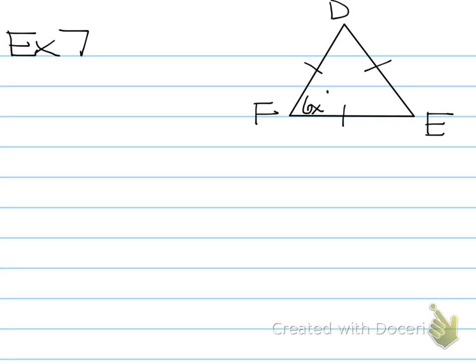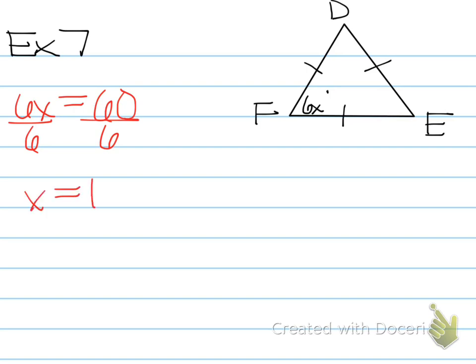Here we have an equilateral triangle. All three angles of an equilateral triangle are 60. So we just need to set the 6x equal to 60, solve for x by dividing both sides by 6, and we get x equals 10.